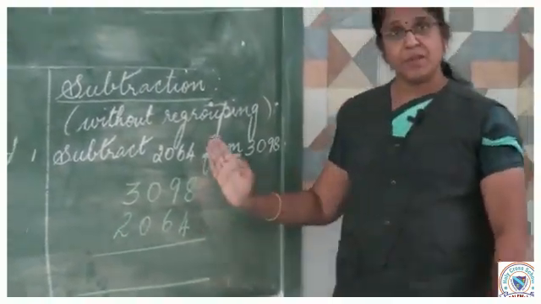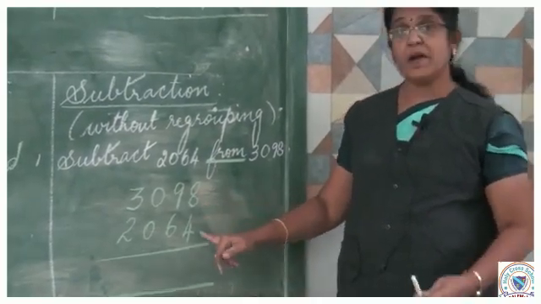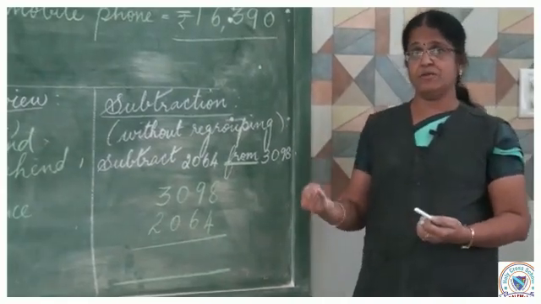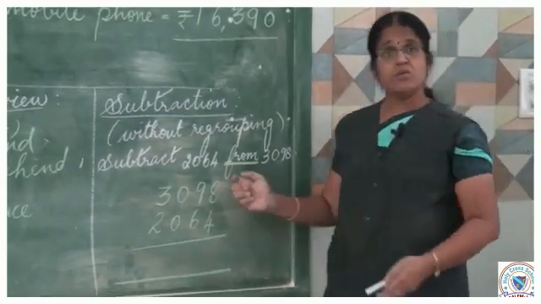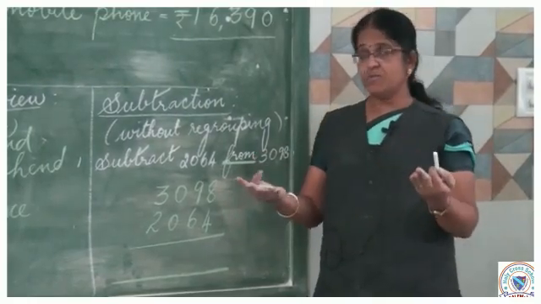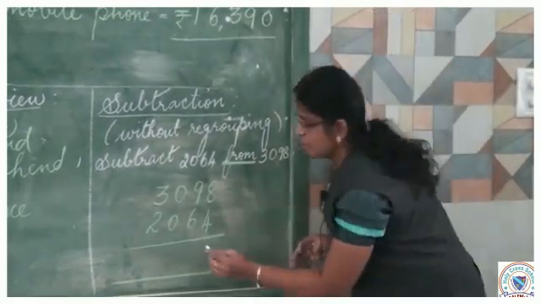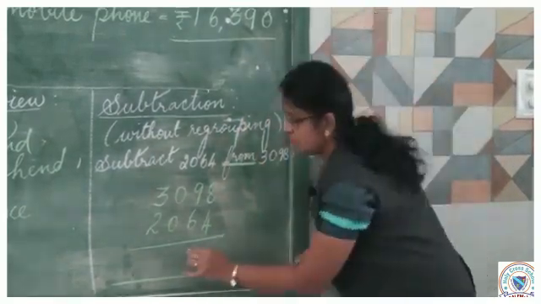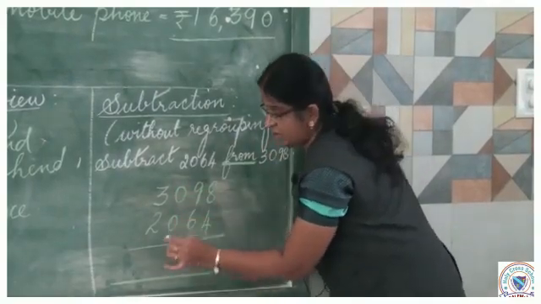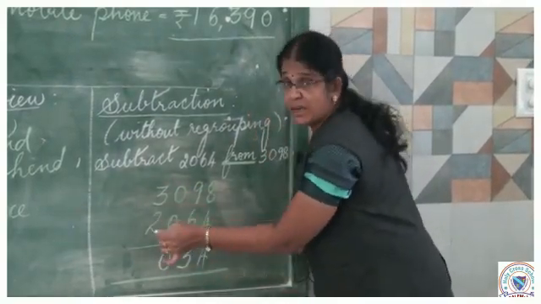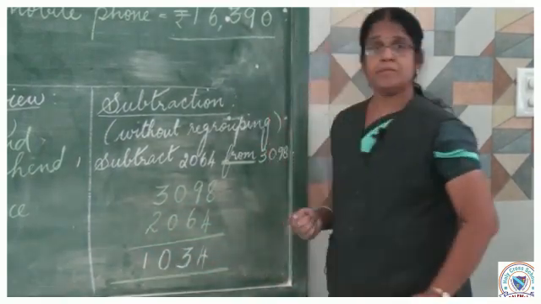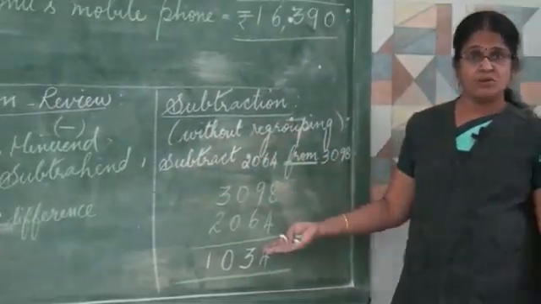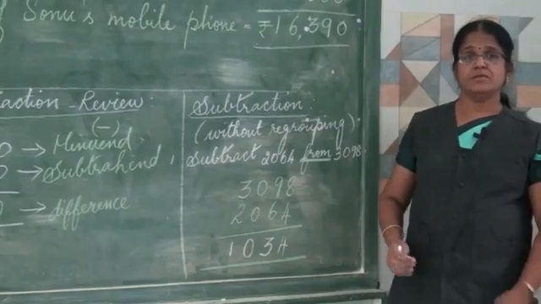Then you subtract from the ones place. 8 minus 4. You can hold up 8 fingers and fold 4 fingers, and you can find what is the answer. So 8 minus 4 will give you 4. Next, 9 minus 6 will give you 3. 0 minus 0 is 0. 3 minus 2 is equal to 1. Hope you all understood subtraction without regrouping. Thank you, children.